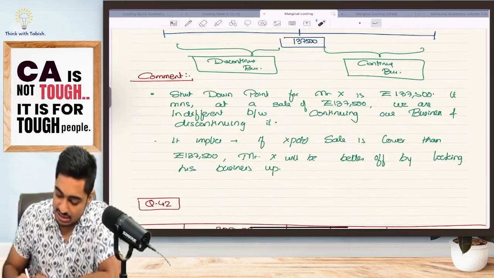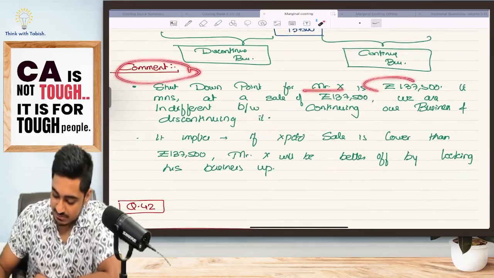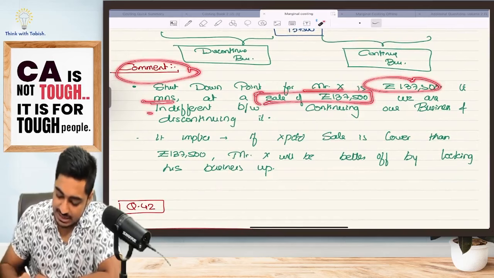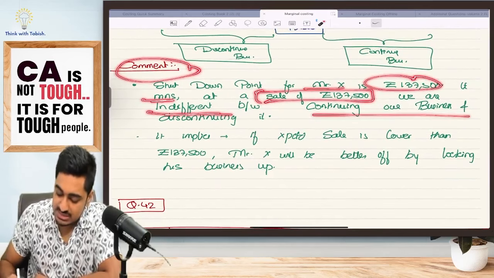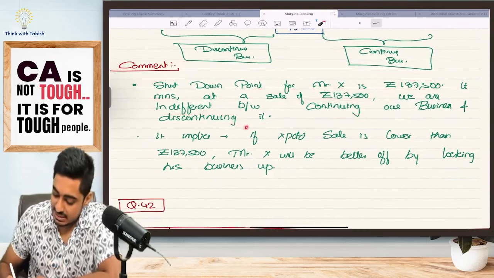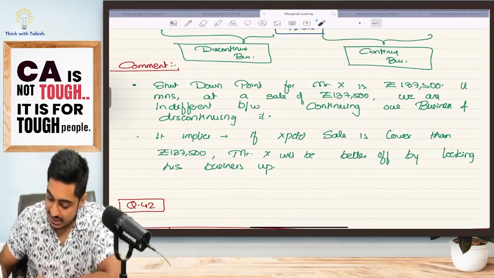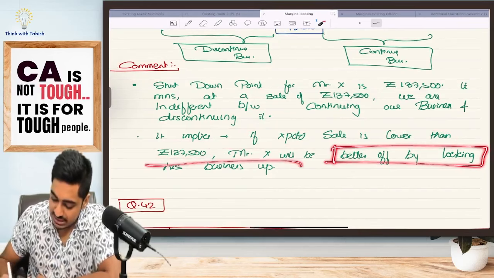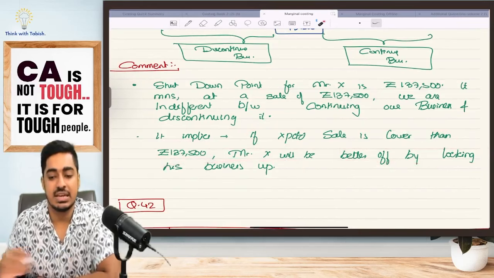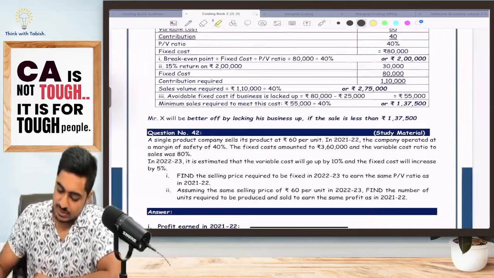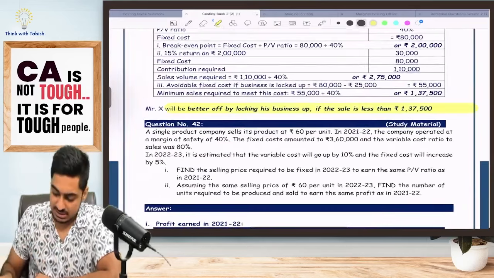Look at this. The shutdown point for Mr. X is 137,500. It means that at a sale of 137,500, we are indifferent between continuing our business and discontinuing. It implies that if your expected sale is lower than 137,500, Mr. X will be better off by locking his business. Is this clear, everyone? Yes, sir. So look at this: X will be better off by locking his business up if sale is less than 137,500.